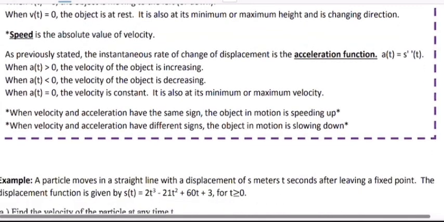And of course, you also need to take note: when the velocity and acceleration have the same sign, the object in motion is speeding up. Take note. Maybe they are both positive, or they are both negative. But in a situation where they have different signs, the object in motion is slowing down.